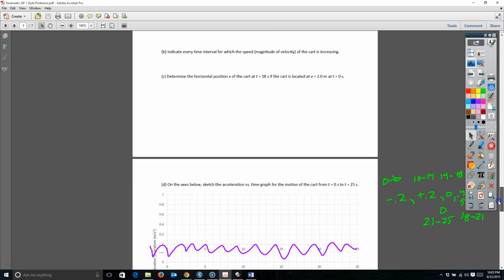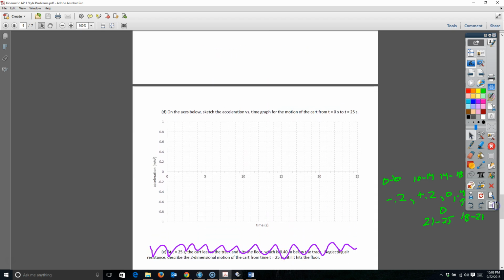So I'm going to move this down, and here's our graph. So we know all our slopes and our values. 0 to, let's change this. 0 to 10 is negative 0.2. And so we're going to move this over here. The next one is 10 to 14, and 10 to 14 is positive 0.2. From 14 to 18, 14, 15, 16, 17, 18, it's 0.